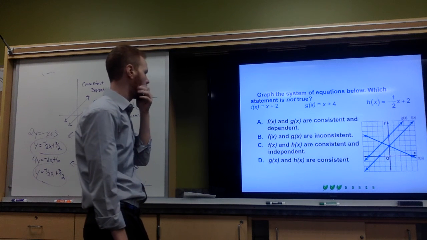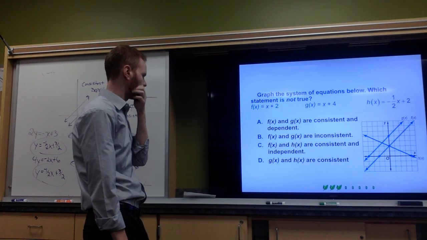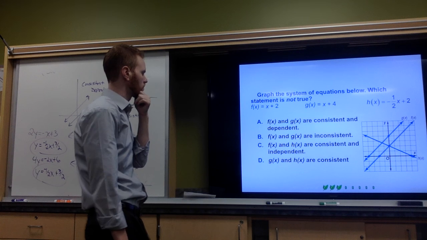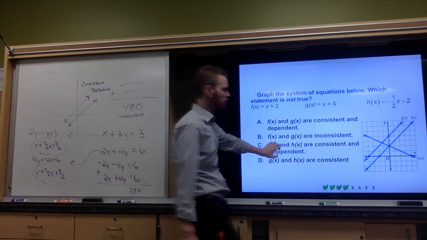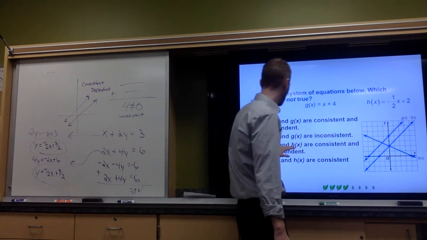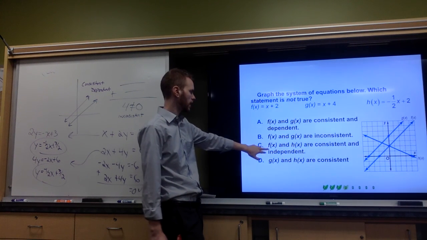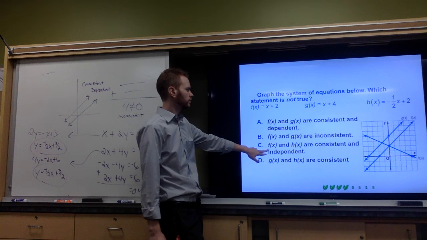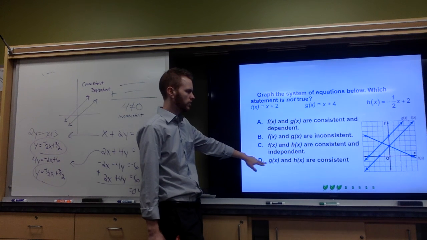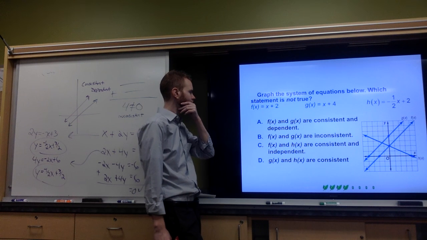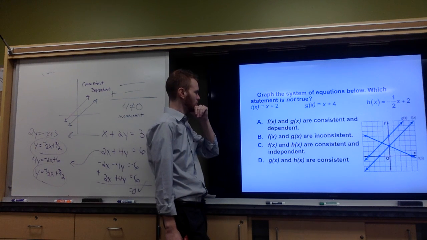Actually, no. That's not it. I think it's going to be C, huh? F and H, so here's F, here's H, are consistent and independent. They intersect at one point, right? Yeah, so it's going to be this guy. But I think G and H do it as well, huh? Am I missing something? Oh no! Oh bother. I did. I'm so sorry.